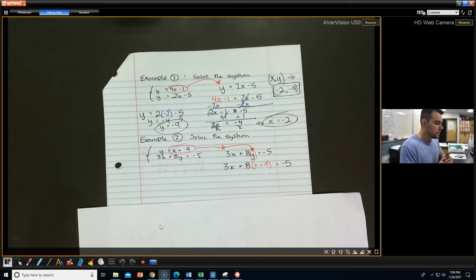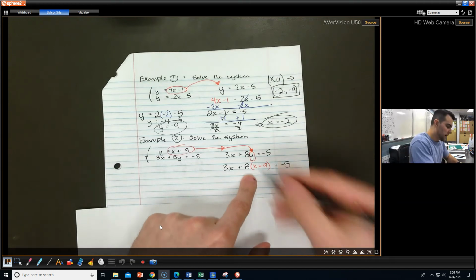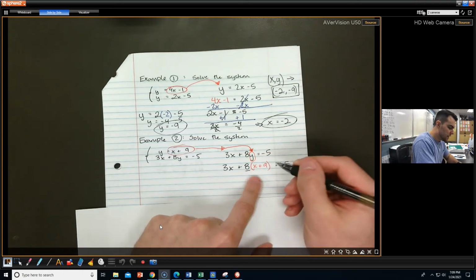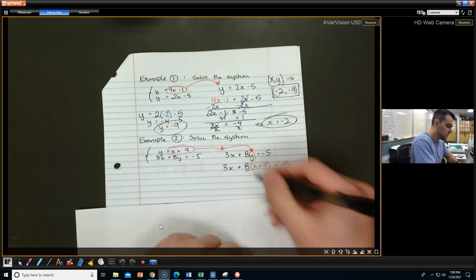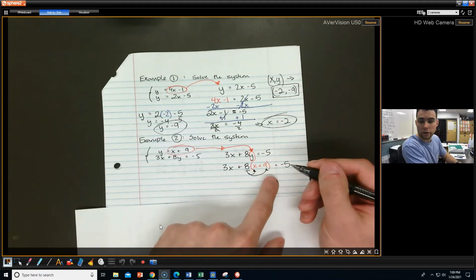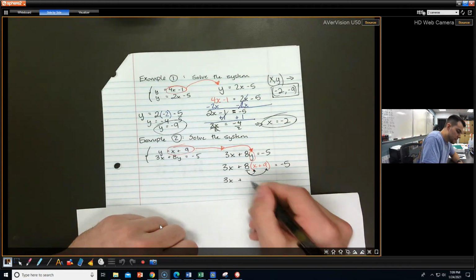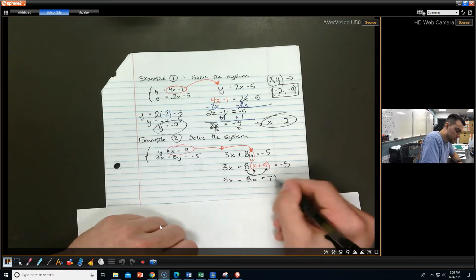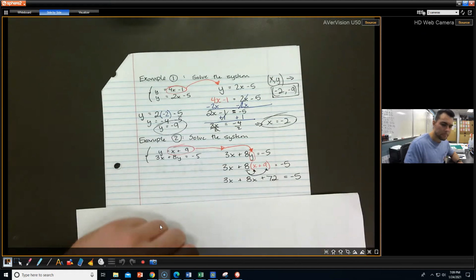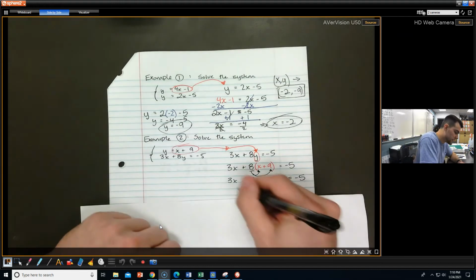Okay? Now, from here, if you notice, this looks like our distributive property. I have a number that's right next to an expression in parentheses. I can take that number and multiply it to both terms here. So when I multiply, I get 8 times x is 8x, plus 8 times 9 is 72, that equals negative 5. And I'm going to clean this up a bit. 3x plus 8x, that's 11x. I can combine that.